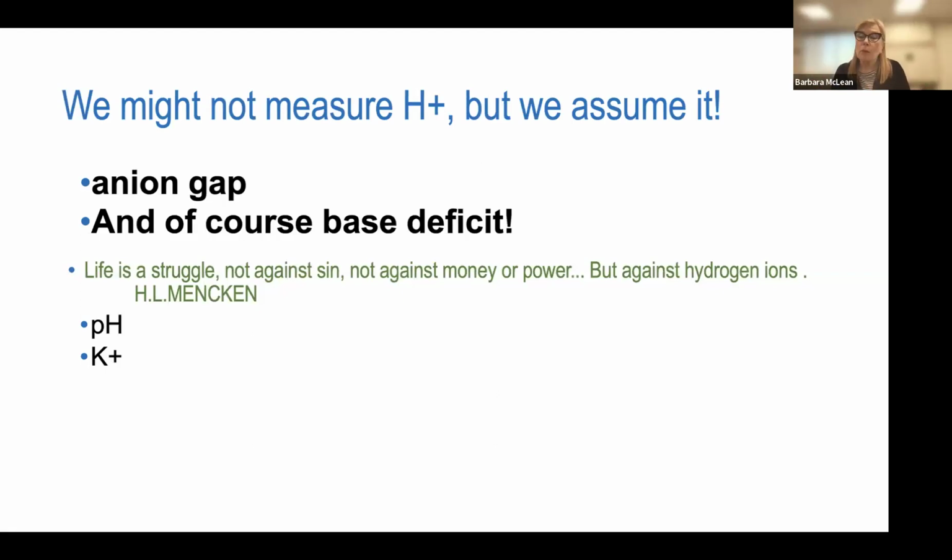So, by the way, we might not measure hydrogen ion, but we assume it. We assume it by anion gap. We assume it by base deficit. We assume it by low bicarb. And what we want to remember is all of that is going to ultimately affect my pH. It also affects potassium regulation, potassium homeostasis.